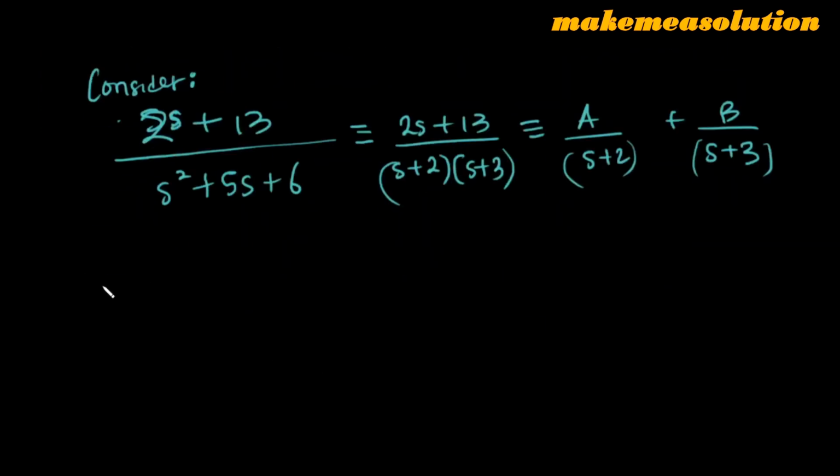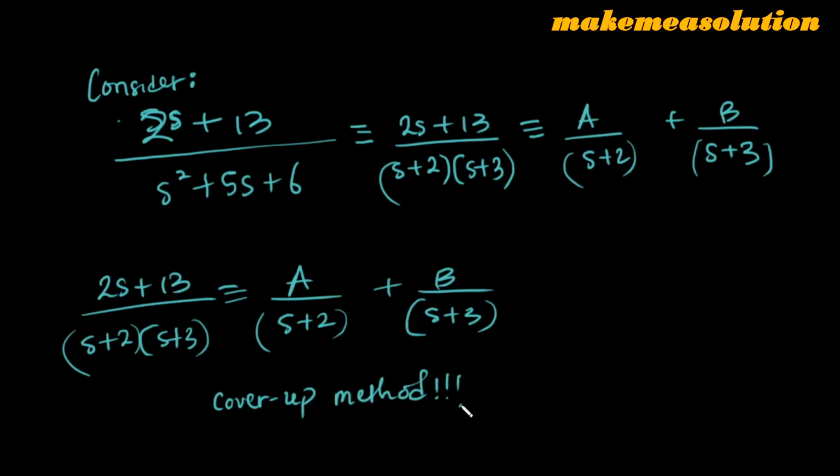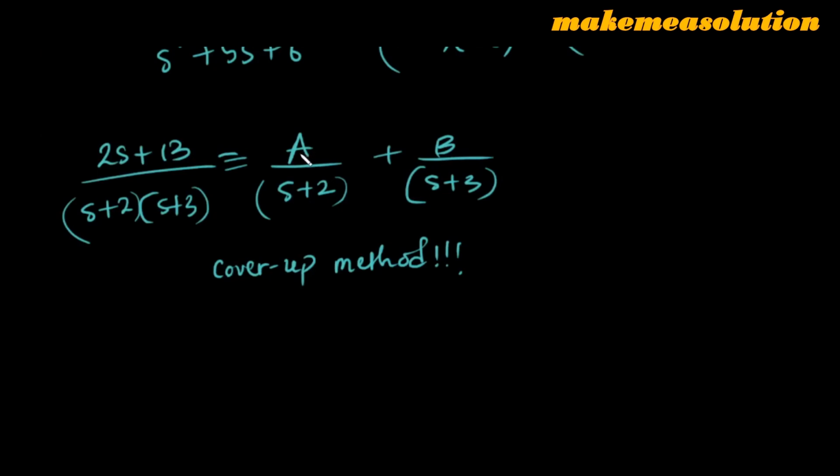Okay, so we have (2s + 13) all over (s + 2)(s + 3) is equivalent to A all over (s + 2) and B all over (s + 3). Wow, amazing. These are all linear factors. That makes it easy for me to apply the cover-up method. If you don't know the cover-up method, look at some videos on my channel and you'll see it fully explained. But I'm just going to dive into the application of the cover-up method to find the values of A and B in just a split second.